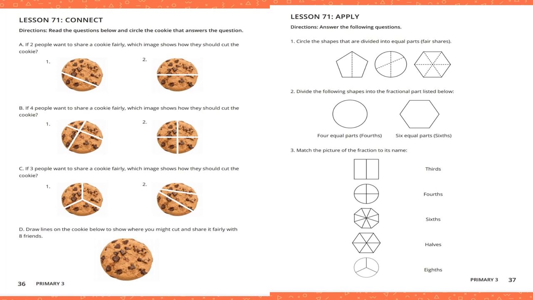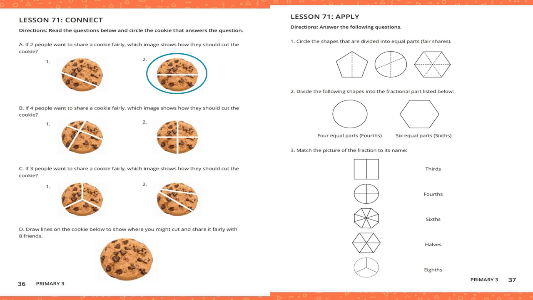I have the first image here. Do I have two equal parts? They are two people. No, I have one small and one big, so they are not equal. But number 2, I have two equal parts. So I will circle it.